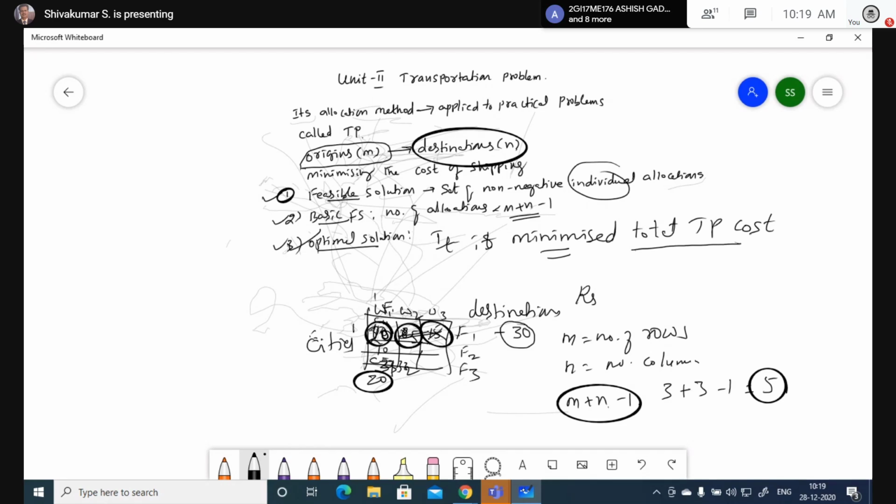So there are 3 basic solutions in transportation. One is the feasible solution, which means a set of non-negative individual allocations. Second, the basic feasible solution, where the number of allocations should be less than or equal to m plus n minus 1. And lastly, one more solution called the optimal solution, which is the minimized total transportation cost. Okay, these are the 3 solutions in transportation.